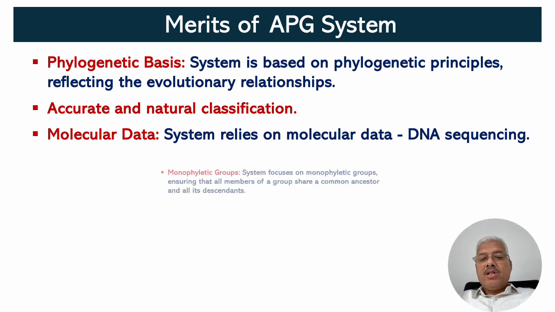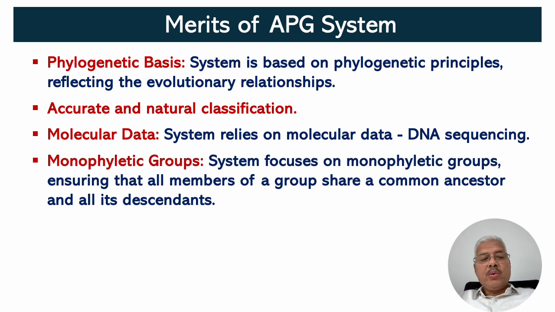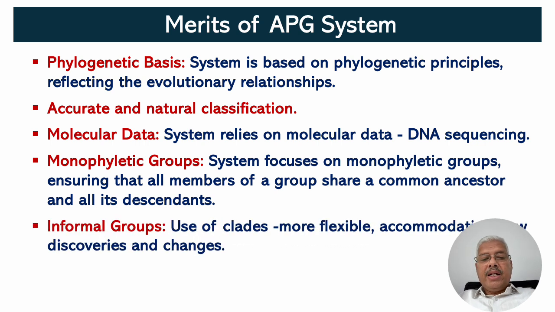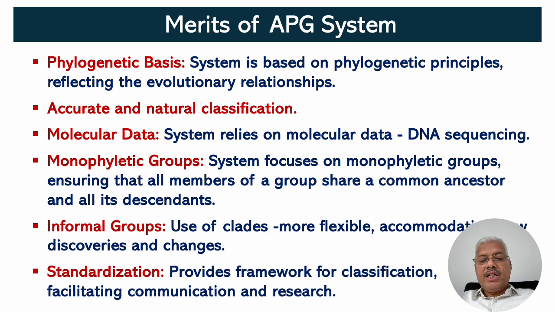The system focuses on monophyletic groups, ensuring that all the members of a group share a common ancestor and all of its descendants. The use of informal groups such as clades allows for a more flexible and adaptable classification system, accommodating new discoveries and changes in our understanding of the plant relationships. The system provides a standardized framework for classifying flowering plants, facilitating communication and research among the botanists worldwide. The system has practical application in fields such as horticulture, conservation biology, and agriculture.